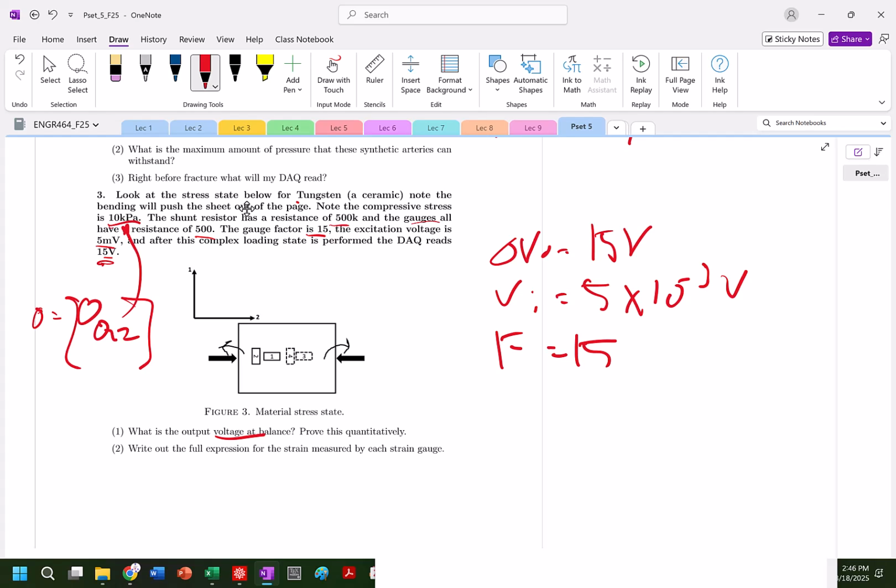So voltage at balance: prove this, I mean, again, all resistances are equal. You can do that in your notes. So output voltage should be 0. Now, the full expression of the strain measure.